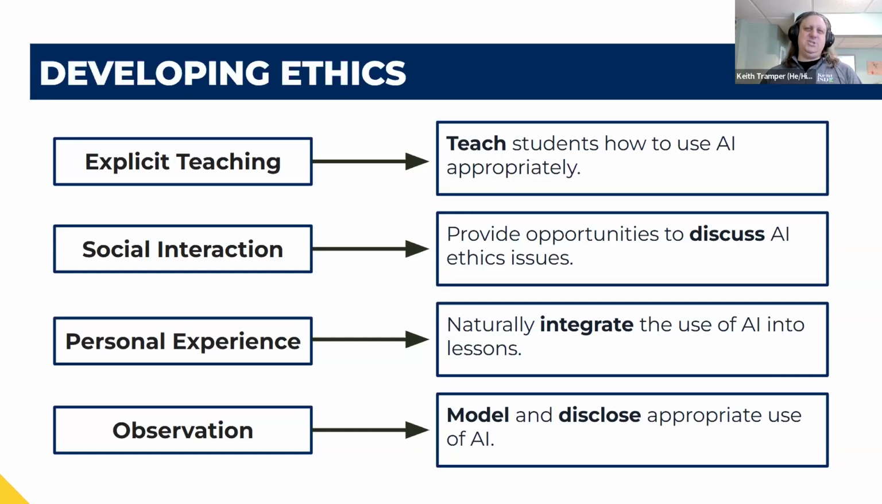There are 4 ways that you can help students, or any kind of learner, any human really, develop their ethics. In the teaching role, it looks like this. The first is explicit teaching, and that's just being clear with students about what's right and what's wrong. Social interaction is giving students a chance to discuss and hear other viewpoints, thinking about that perspective bending we mentioned earlier, sharing your perspective but also being open to others. The third is personal experience, giving them hands-on experience with AI in a meaningful way in learning. And the fourth is observation, them observing you, modeling it, and disclosing how you're using AI in appropriate ways.